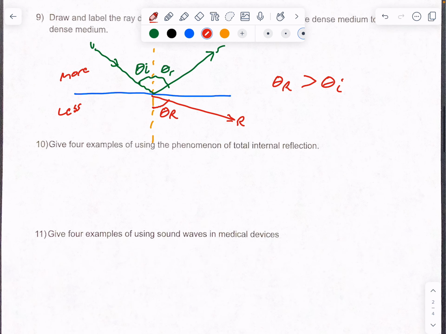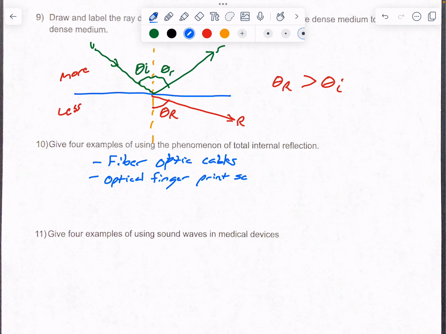Okay, 10, give 4 examples of using the phenomenon of total internal reflection. I'm not really going to ask questions on this one. It's just so you can see how this is actually used. 1, fiber optic cables, because you don't really want refraction. You want reflection because the whole goal is to get the signal back. Then optical fingerprint scanners, and your automatic windshield wipers.